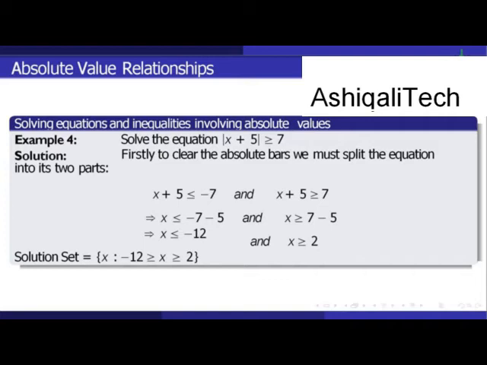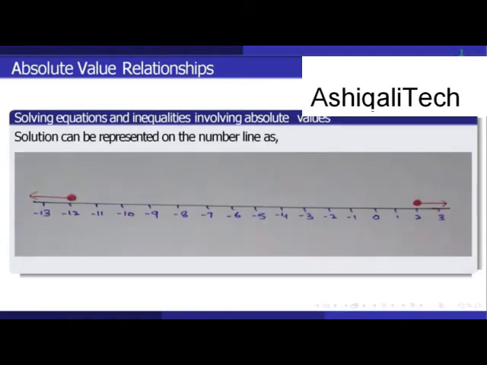So this shows x is less than or equal to minus 12 and x is greater than or equal to 2. So we get the solution set: x such that x is less than or equal to minus 12 or x is greater than or equal to 2. Dear students, now we represent this again on the number line. Since all the numbers below minus 12 and including minus 12 are here, we have the dot which is filled. It shows that x is equal to minus 12 is also included in the solution set. Similarly, on the other side, x is greater than or equal to 2, so 2 is also included in the solution set.